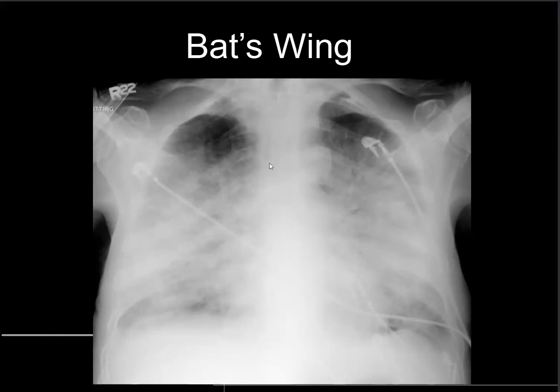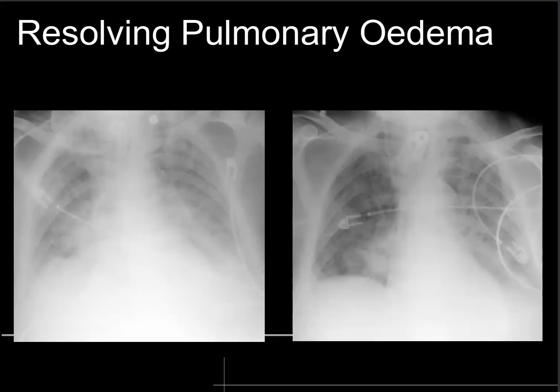Here's the classic bat swing pulmonary edema, so it looks like a bat swing, sort of. You've got the airspace opacification surrounding both hila. Bat swing pulmonary edema. And of course, if you treat the pulmonary edema, it tends to resolve fairly quickly, actually, compared to infection.